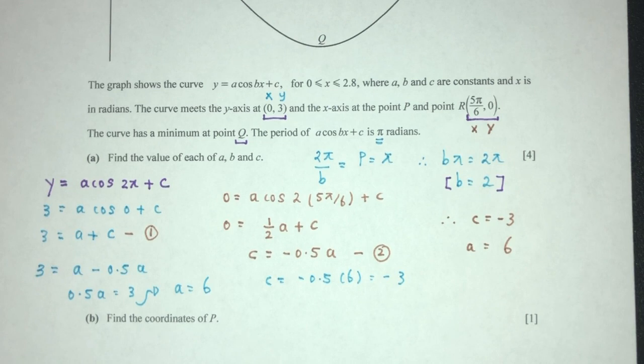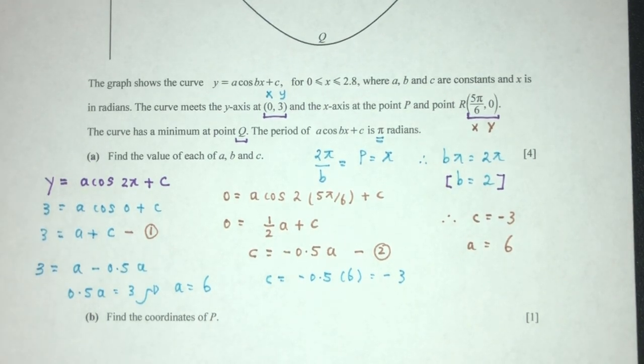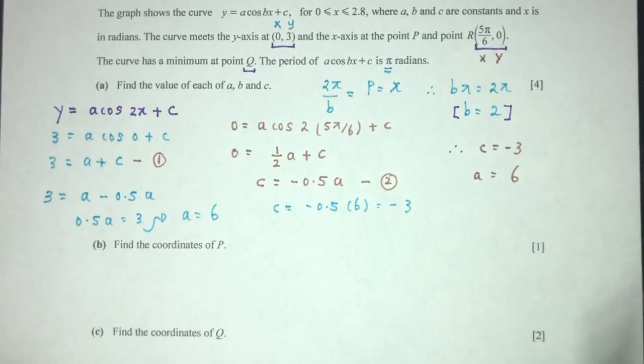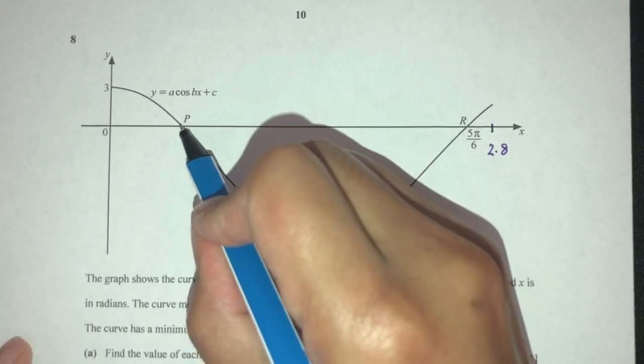So these are the values of my equation. Okay, so that will be it for part A of the question. Now for part B, we have to find the coordinates of P. We can use symmetry here if you want to, up to you. P is the point at here.